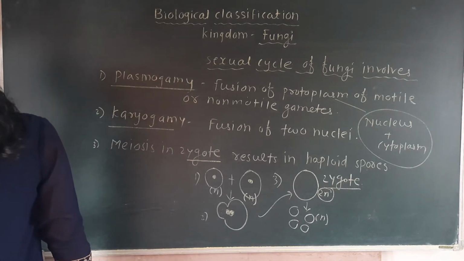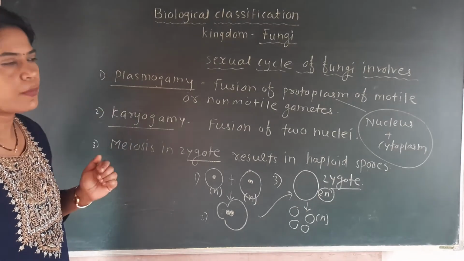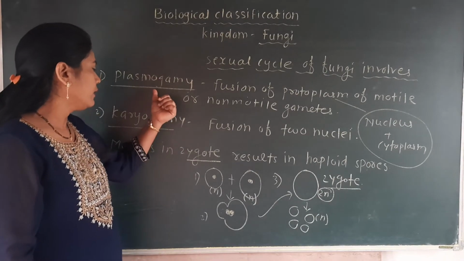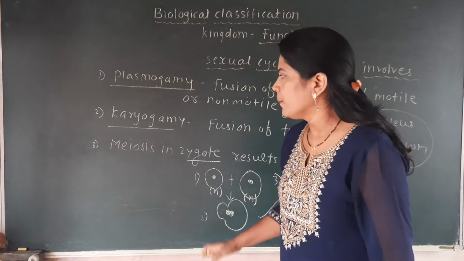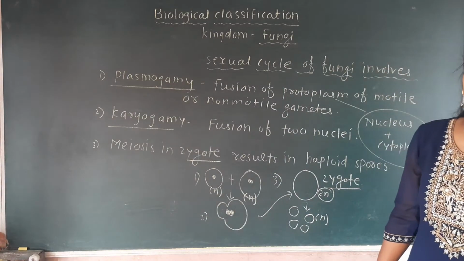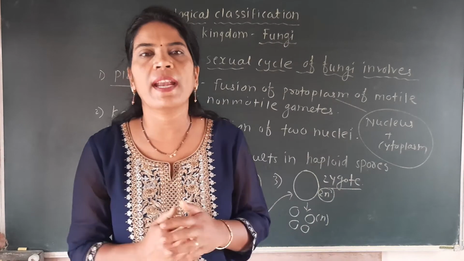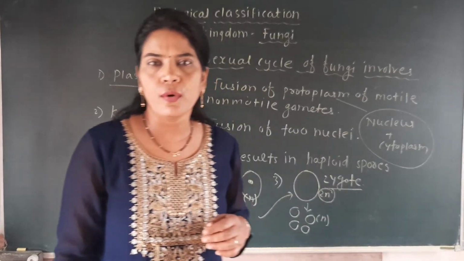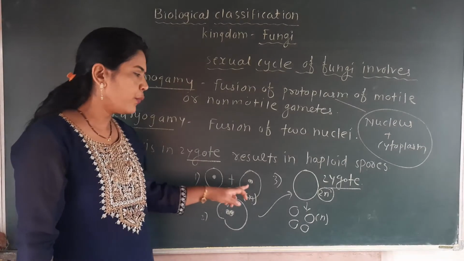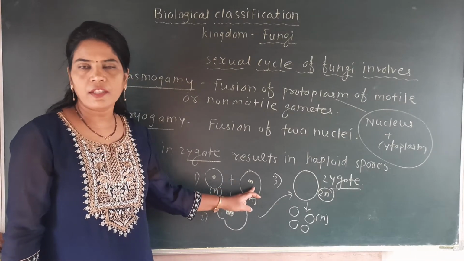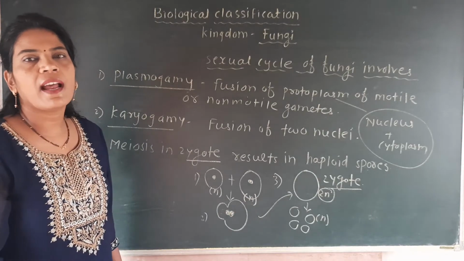So here, students, this third point is very important, because a number of students can easily understand plasmogamy and karyogamy, but they do not know the actual phenomenon of meiosis. And see here, meiosis is a type of cell division which you will find always in the zygote in sexual reproduction. Any gametes which are going to fuse, either by their protoplasm or by their nucleus, are always haploid.